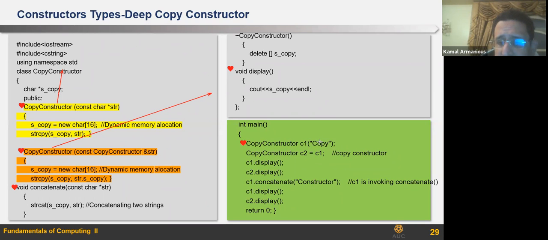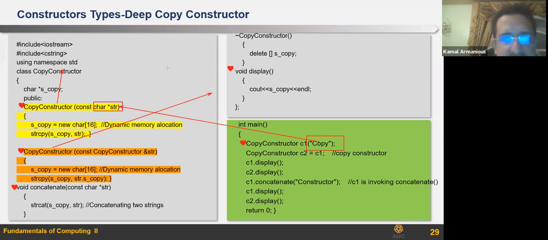So the first one, this is C1. It will call the first one. Why will it call the first one? Because this is a string or a character array, and this one is a character array. This is like this. So it will call the first constructor.